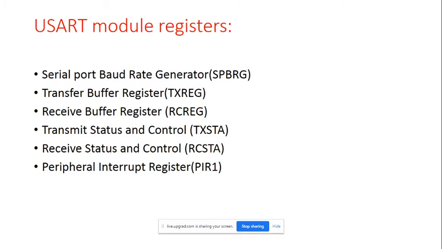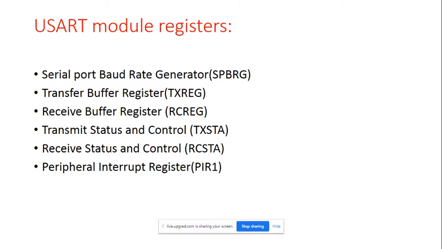Once I place that desired data into the transfer buffer register, then as per the baud rate, it goes out one bit at a time. The data is 8-bit, but all 8 bits will not go out together because there is only one wire, only one transmit pin, and with one pin only one bit goes out at a time. That's why all 8 bits are first placed into the transmit buffer register. Then, as per the desired baud rate, the bits go out one by one from the transmit pin and reach the receiver pin on the other side, that is, the receiver pin of the 18F4520.